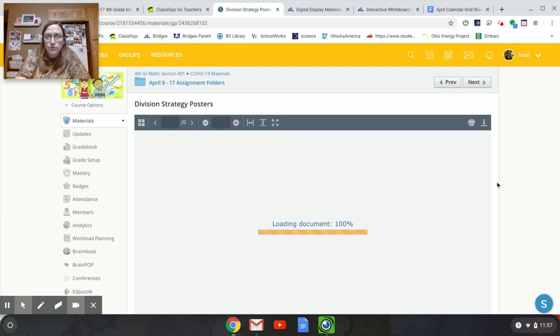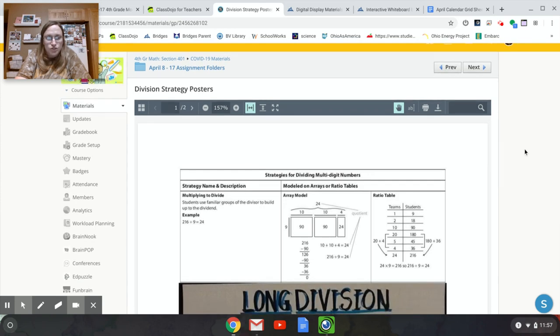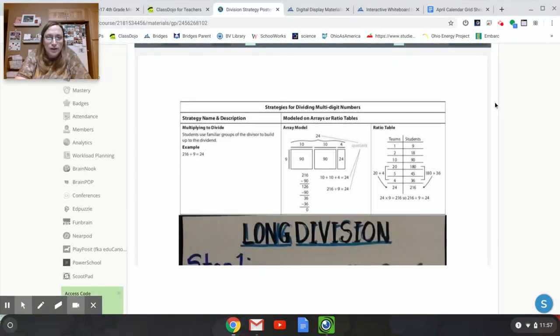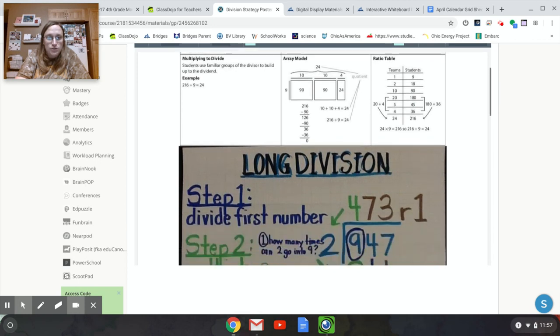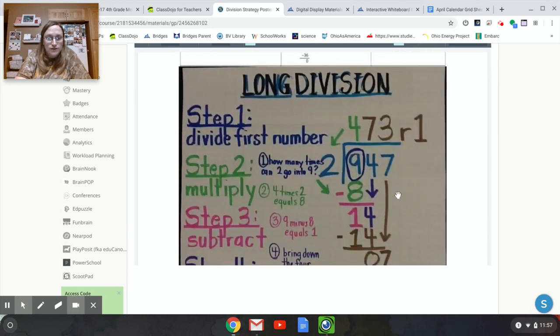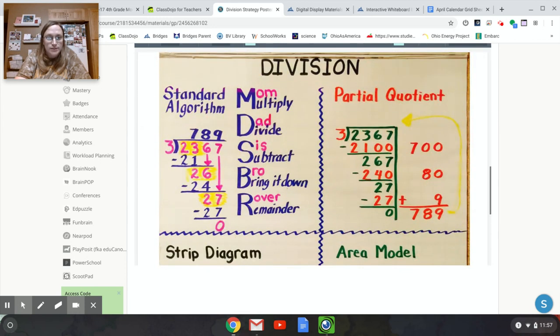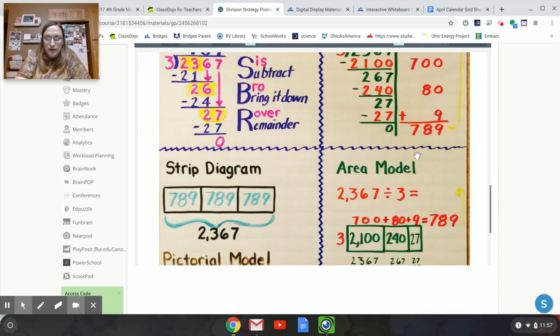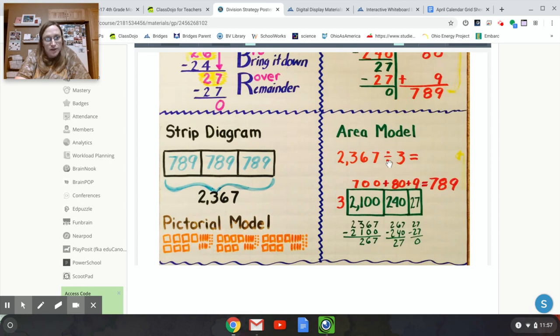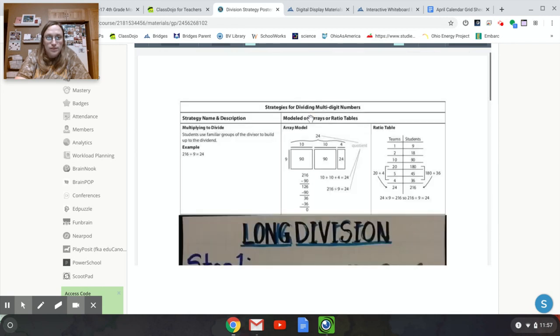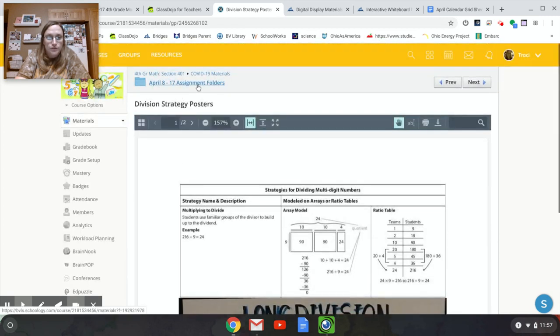There's 2 or 3 main strategies that we really kind of look at. And remember, I always let you choose whichever one works best for you. So you might want to come back to this set of posters here. If you want to do the traditional long division, this poster is showing those steps. This one is showing 4 different ones. It's showing the standard or traditional algorithm. This partial quotient we don't do a ton of, but this area model is the other one we're going to be using today, as well as a ratio table. So I just wanted to point out those sets of posters in your Schoology folders. So if you need to come and find those, they are there.